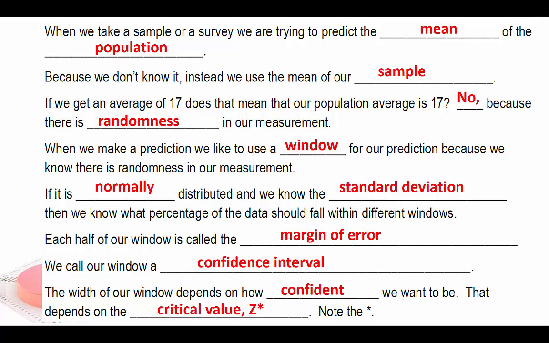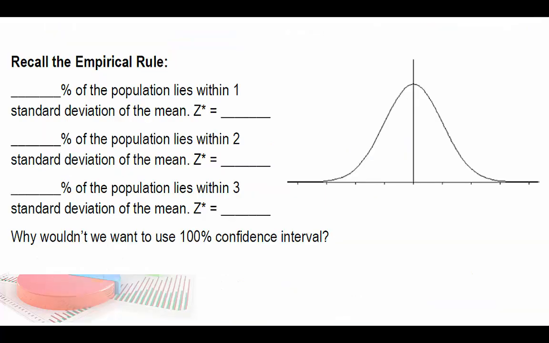So you've been calculating z's from the z equals x minus mu over sigma formula, but now we're going to determine z's depending on how confident we want to be. So recall the empirical rule: 68% of the population lies within one standard deviation. So in that case, z star, or the critical value, would be 1. For 95%, that's within 2. Now I'm going to be a little more exact. It's actually 1.96. And for 99.7% of the population, they lie within 3 standard deviations, and I would use z equals 3. So I could be 68% confident, 95% confident, 99.7% confident.